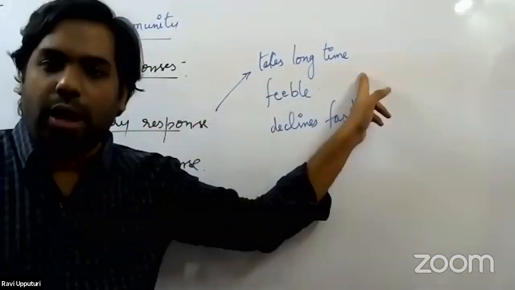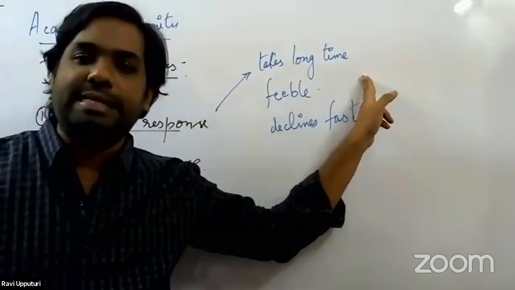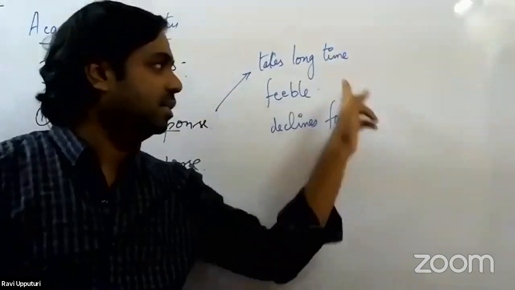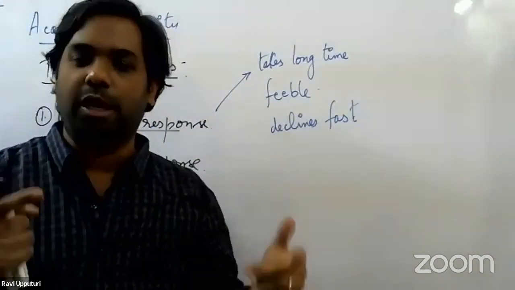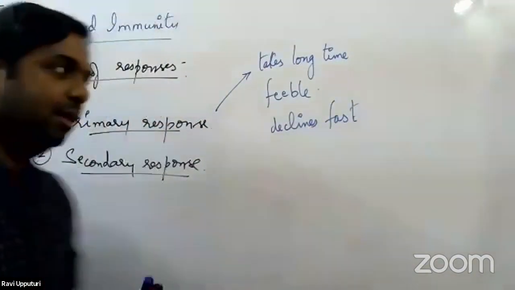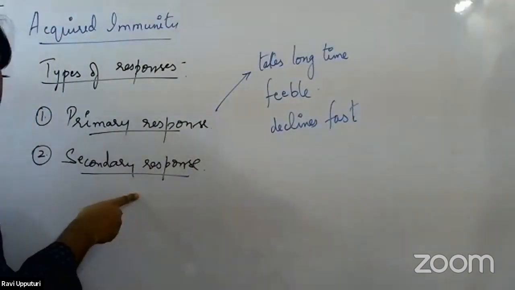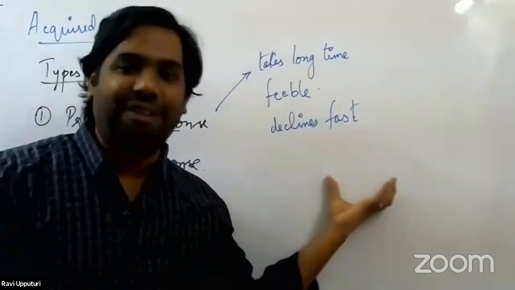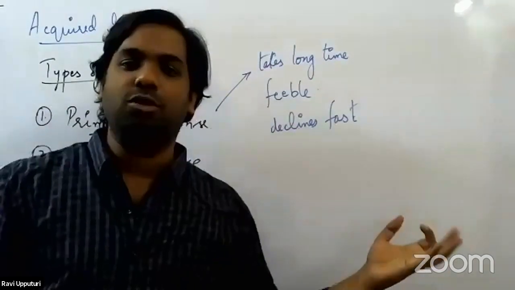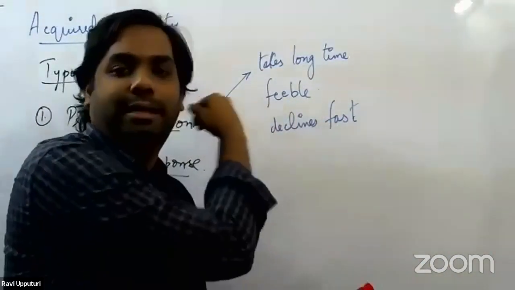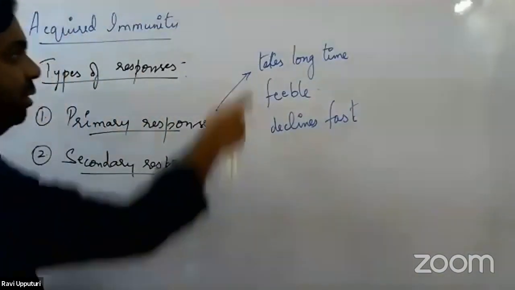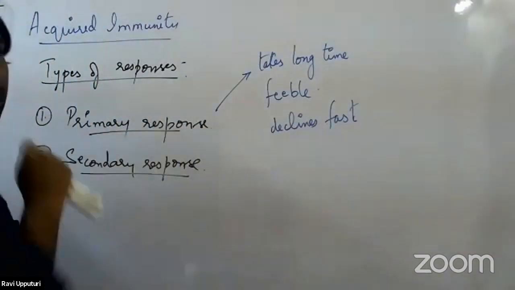One, it takes longer time for synthesizing and activation of the antibody. The immune response is said to be a weaker immune response. Weaker in the sense, it is not that weak also, weaker compared to that of the secondary response. And it usually declines fast. So once it has destroyed the pathogen, that's it, it is gone. So it does not have any more work. So this is what we call the primary immune response.